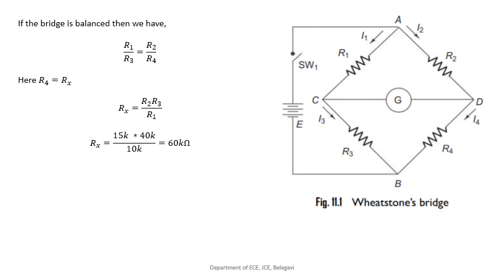Same thing is written here. Next slide. Here you can see the relationship between the resistances when the bridge is balanced. If you multiply 15k into 40k divided by 10k, you will get 60 kilo ohms as the resistance Rx. Simple enough.